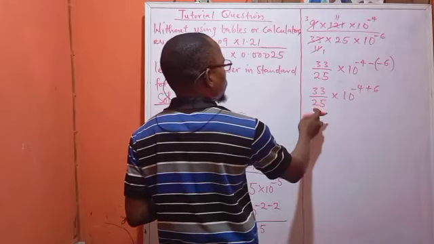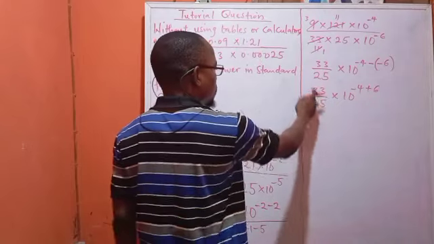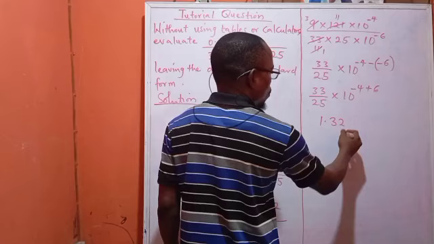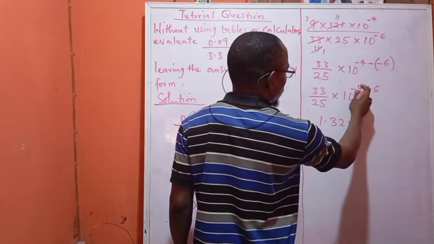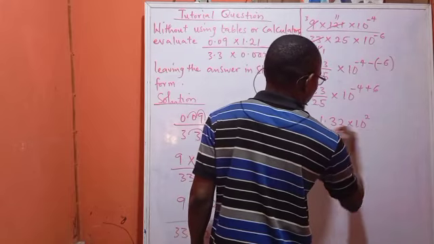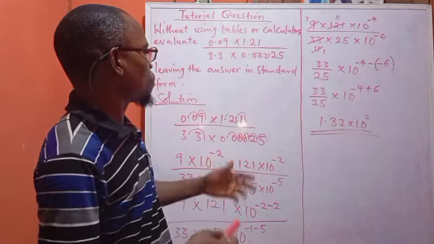So 33 divided by 25, if you divide this, you'll be having 1.32 times 10 raised to power what? Minus 4 plus 6, that's 2. So this is your answer. That's it for this question.